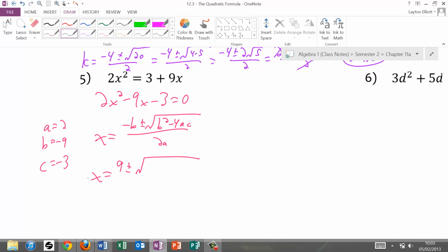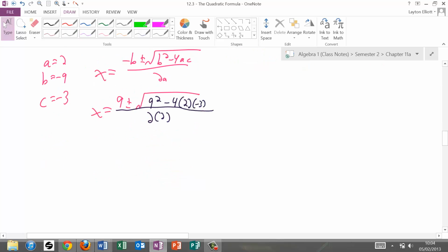Now, I'm going to give you a little trick here. When you have your b squared and it's negative, you don't have to write it as negative. In fact, I wouldn't. I would put 9 squared, because negative 9 squared is positive 81 as well. But this way you're not going to mess up where the negative goes. Minus 4 times 2 times negative 3, all over, get that line going. Let's draw a better bar. 2 times a.